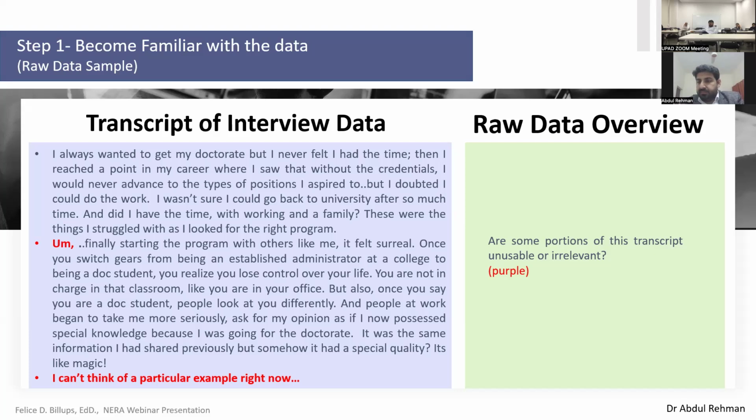Okay, so the transcript of interview data: I always wanted to get my doctorate, but I never felt I had the time. Then I reached a point in my career where I saw that without the credential, I would never advance to the types of positions I aspired to. But I doubted I could do the work. I wasn't sure I could go back to university after so much time, and did I have the time with working and a family? These were the things I struggled with as I looked for the right program.